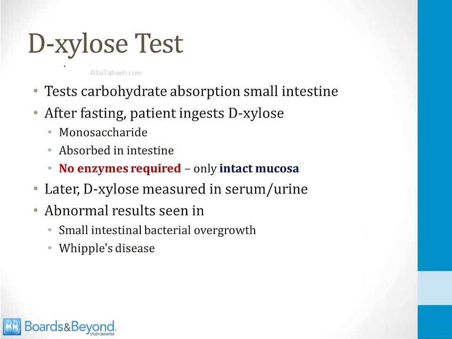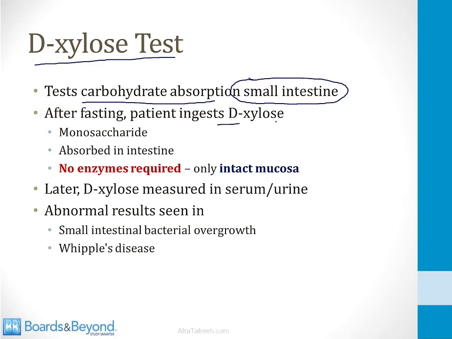Another test that is sometimes done is called the D-xylose test. This is a test for carbohydrate absorption in the small intestine. After fasting, the patient ingests a dose of D-xylose, which is a monosaccharide. It is absorbed in the intestine, and there are no enzymes required to break this down into smaller structures. All the patient needs to have is a functioning mucosa. Later, you measure the amount of D-xylose present in the serum or in the urine.